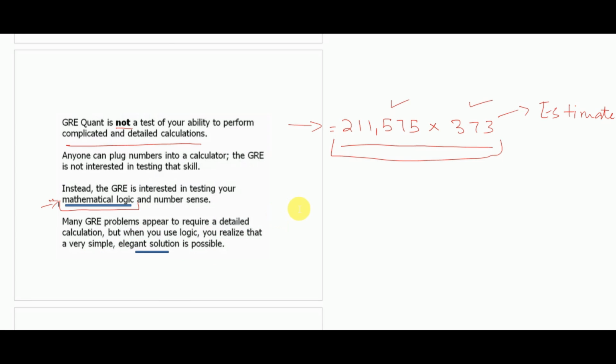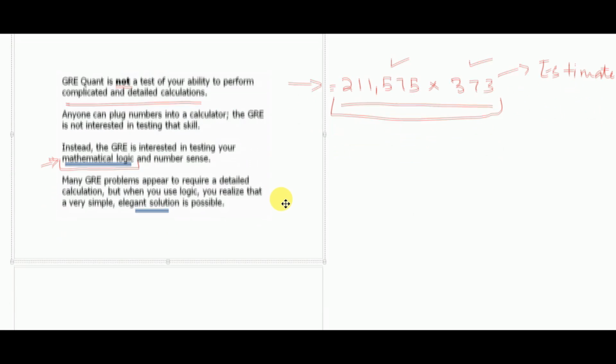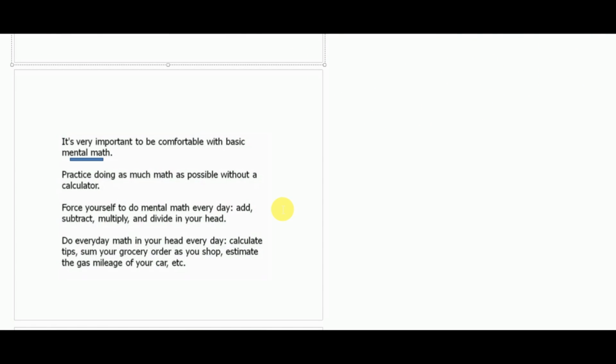And in the later half of this video, we'll see how that's done. It's very important to be comfortable with basic mental math. That won't happen if during practice you keep approaching your calculator every now and then. So during practice sections, always leave your calculator in your drawer. Never take out your calculator unless you think it's absolutely necessary.